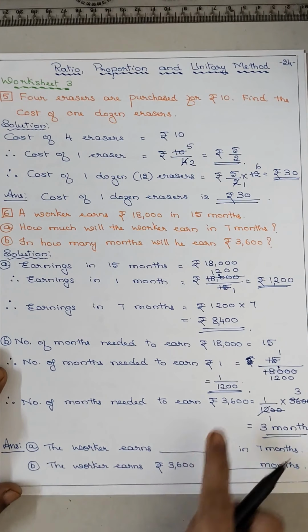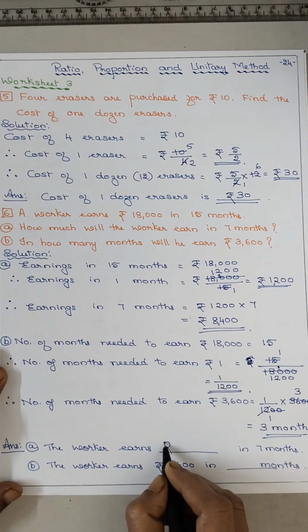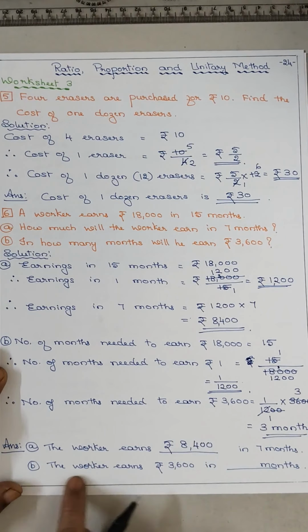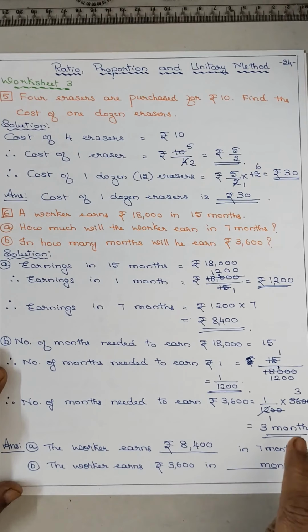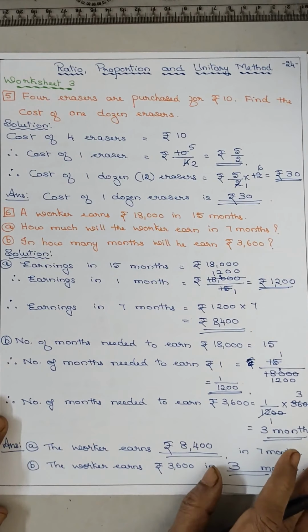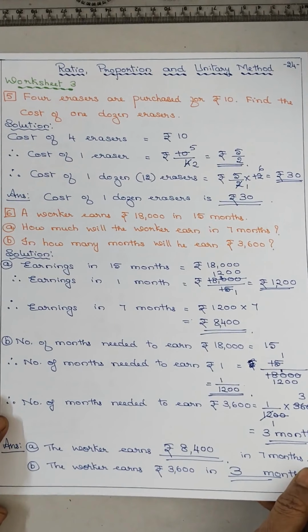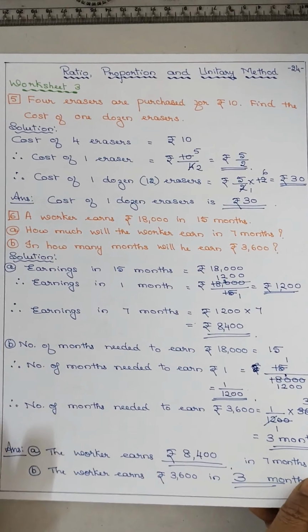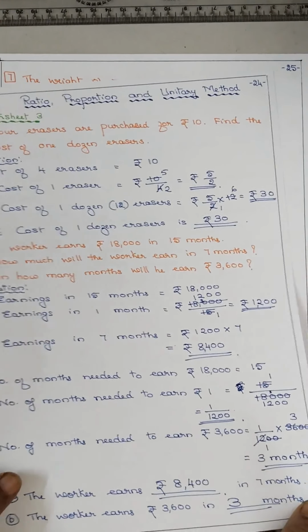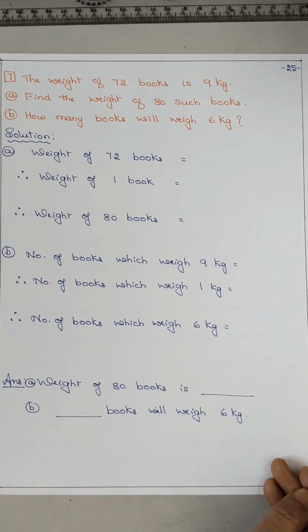So the worker earns, A का आंसर है ₹8,400 in 7 months, and the worker earns 3,600 in how many months? 3 months. That was question number 6. I have told you while explaining the example, last 3 sums, they are of this type of sums, so better be careful. So that was 6th sum.